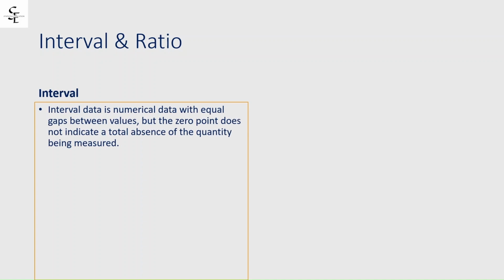Now let's understand the types of quantitative data, that is interval data and ratio data. Let's start with interval data. Interval data is numerical data with equal gaps between values, but the 0 point does not indicate a total absence of the quantity being measured. There are equal numerical intervals. It may include the numerical value 0, but here 0 is not the absence of the value.